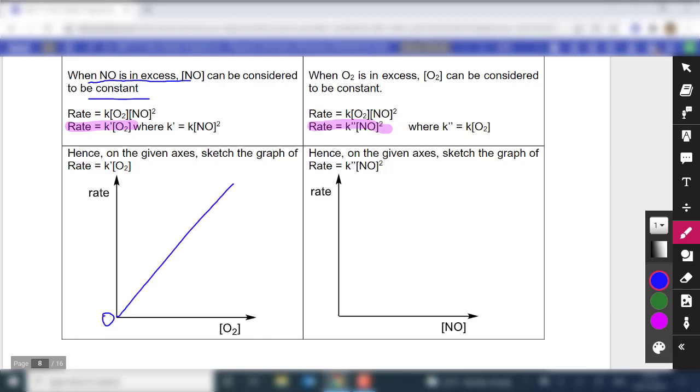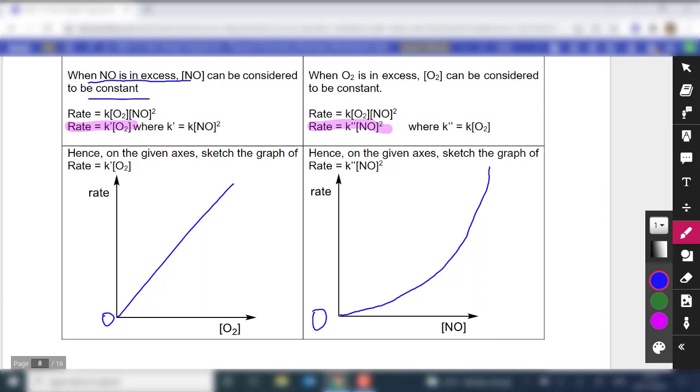Okay, and then next we look at a second order reaction. A second order reaction means that when the concentration of NO doubles, the rate will quadruple. It will always be raised to the power of 2. And using simple mathematics, because it's raised to the power of 2, you expect the graph to curve upwards.